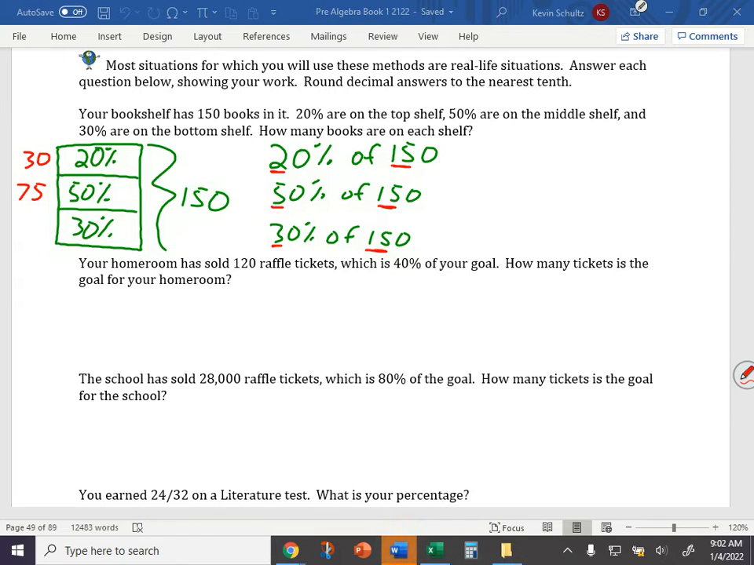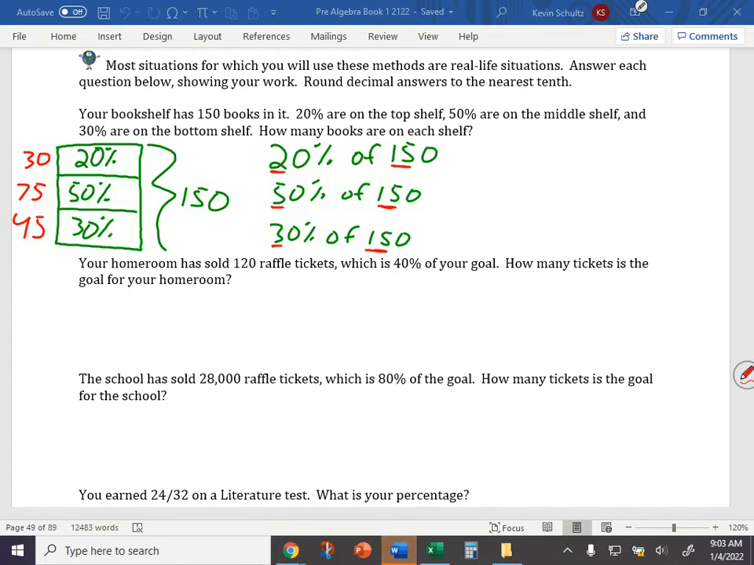Since we've already solved for 2 of these, and we know that there are 150 total, how many books are already spoken for here? 105. How many more do we need to get to 150? 45. What's 3 times 15? 45, right? It all connects. There are so many different ways you can get the correct answer.